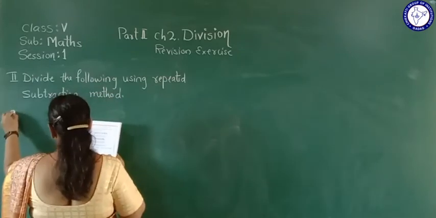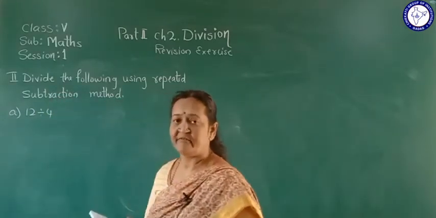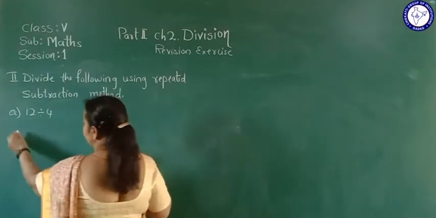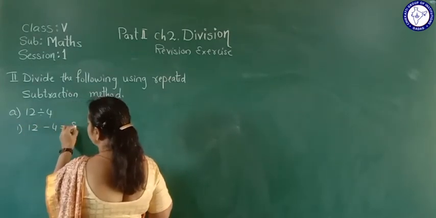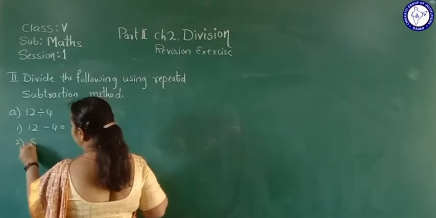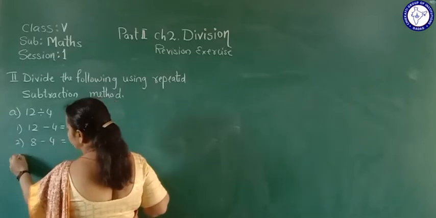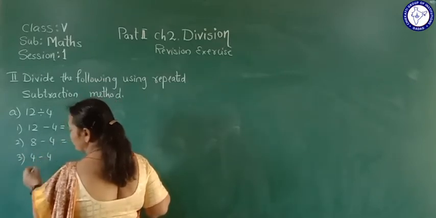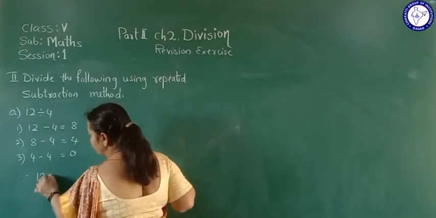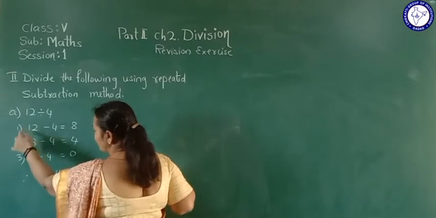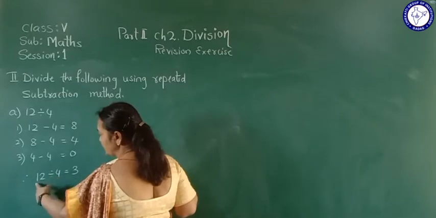Then here A question, it is 12 divided by 4. Now check how you should do it with the subtraction method. So first step, subtract 12 minus 4. How much do we get? 12 minus 4 is 8. Then second step, 8 minus 4. 8 minus 4 is 4. Then third step, 4 minus 4. 4 minus 4 is 0. Therefore, 12 divided by 4 equals how many steps did we do? 1, 2, 3. And you can check 4 3s are 12.